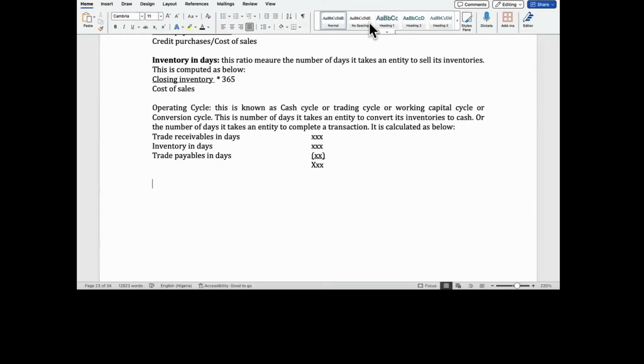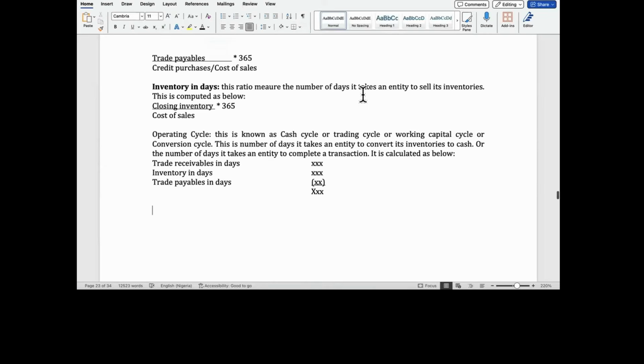So then what's the difference between this one and the inventory in days? Inventory in days is the number of days to sell. Selling does not mean that you have collected the money. By the time you collect the money and settle your suppliers, then you have completed that transaction. You sell, you collect the money, you settle your supplier. So that's how long it takes, that's the duration, that's the operating cycle.